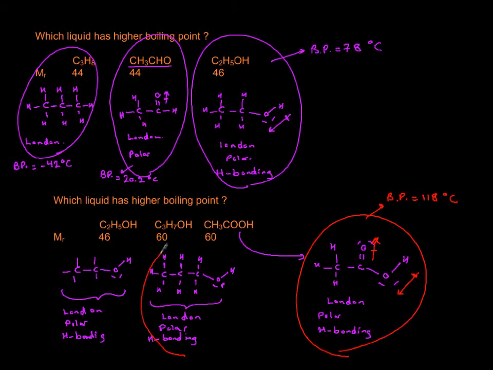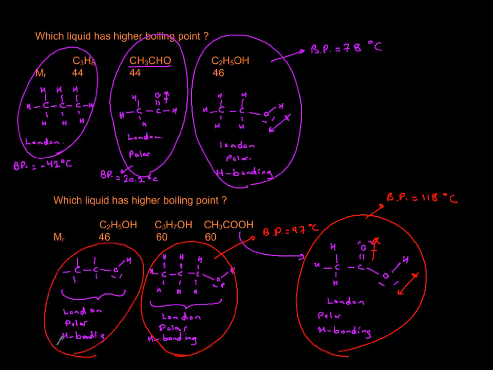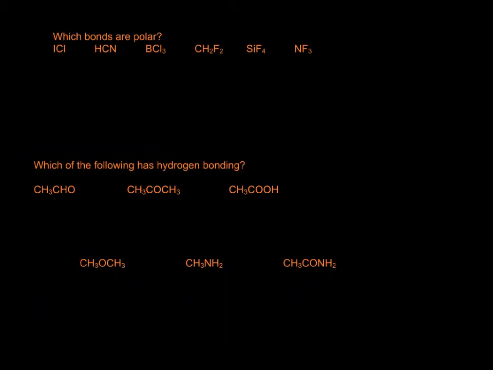This one is in between, has the second highest boiling point, and its boiling point is 97 degrees, and this one has the least boiling point, and it's 78 degrees Celsius. So that's how your judgment should be. Now the next set of questions, I simply have a few things to see if you recall before going to physical properties. Which of the following bonds are polar?